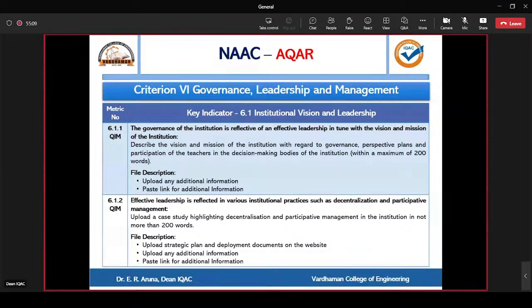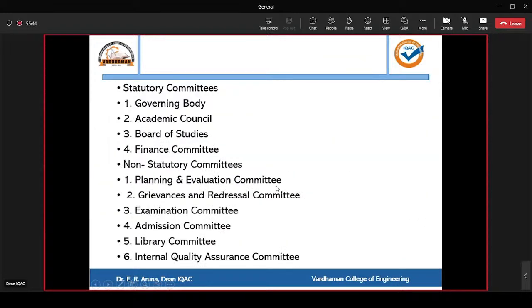Coming to what they asked about the governance of the institution, the main decision body, as we discussed, is the governing body. So in the file description, for uploading any additional information, we have to upload the GB constitution as well as the other committees which are working for the smooth functioning of the institution. And we can paste the link for additional information which may be available on the website. Why? Because the minutes of the functioning of these committees will be recorded and should be kept on the website for transparency. So this is what is uploaded as additional information with respect to 6.1.1.